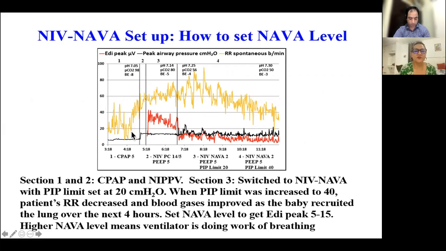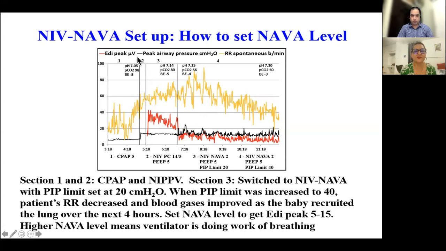So this is the baby who is on CPAP. This is the baby who is on NIPPV. And here is the time when you have switched the baby from this to NIV NAVA. You can see what's happening here: in the CPAP, definitely there is no pressure generated. In the second, where you have put the baby on NIPPV, there is pressure generated.